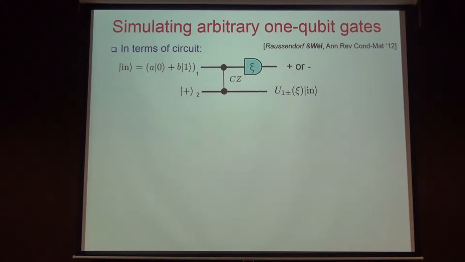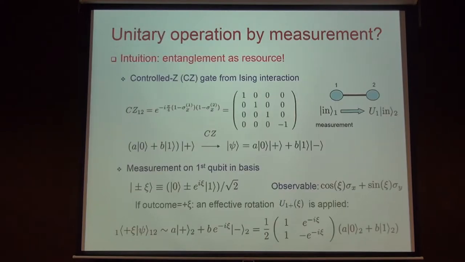So I now rotate the configuration by 90 degrees. My first particle is here, second particle is here, and I write it more from the circuit model point of view. So just to recap, I have an input here, I have a plus state here, I perform the entangling operation by control-Z, then I measure in the basis denoted by this.